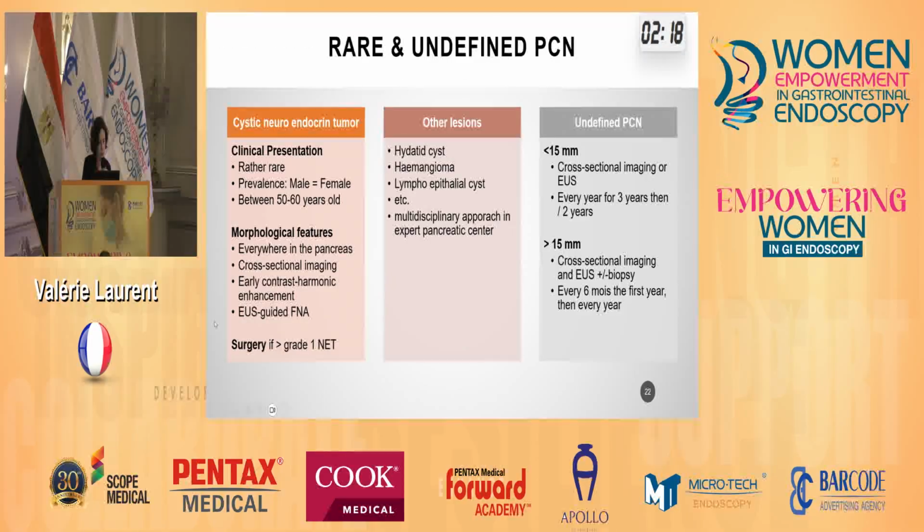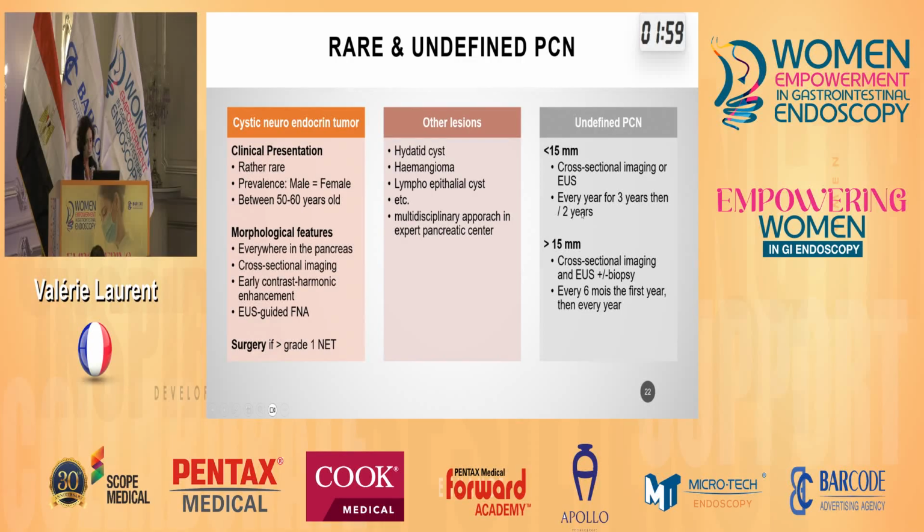Cystic neuroendocrine tumors are rare. Mainly after 50 years old, it needs a biopsy to have an accurate diagnosis, and we need to operate on grade 3 and 2 neuroendocrine tumors.